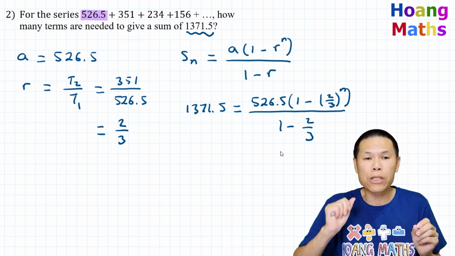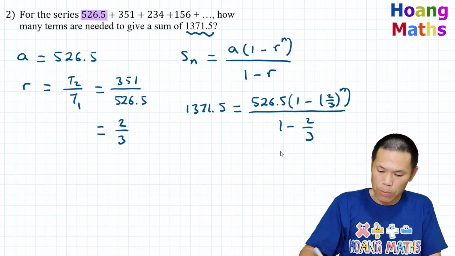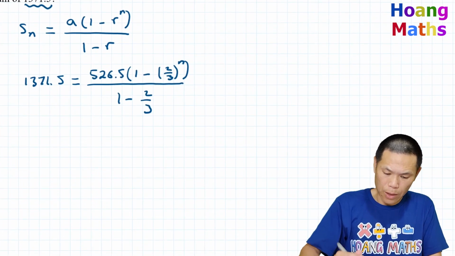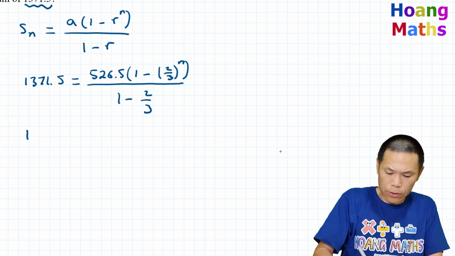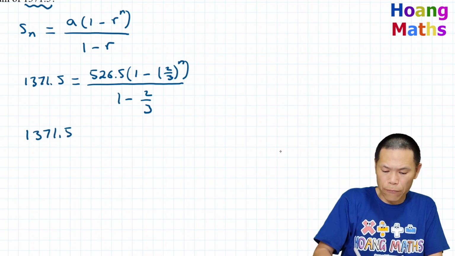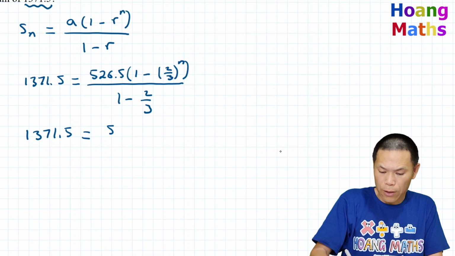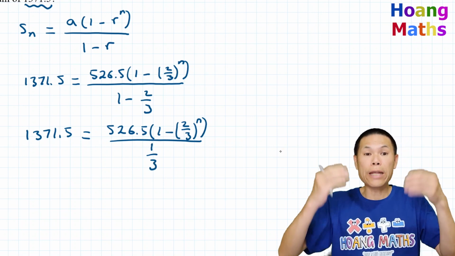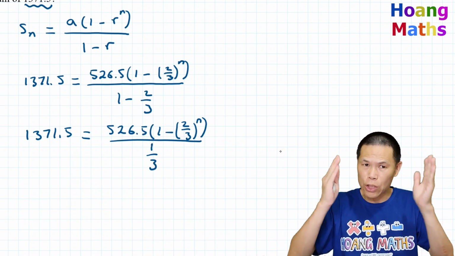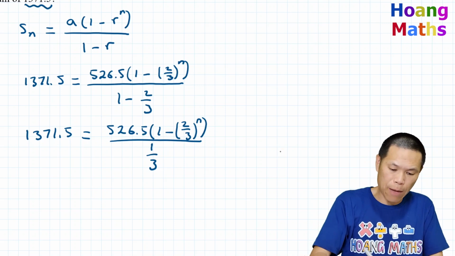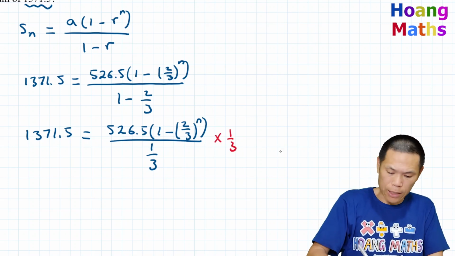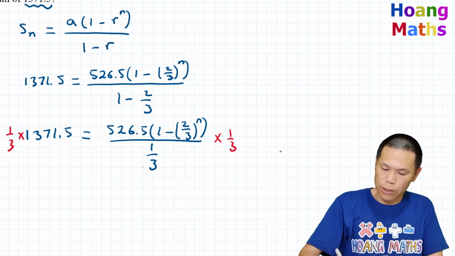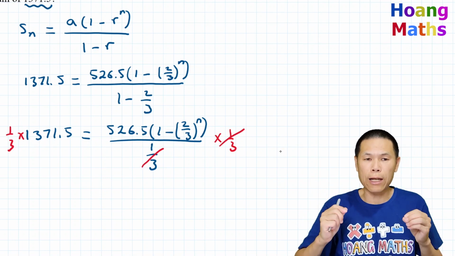So we know that 1 minus 2/3 will give me 1/3. So let me just write this down. 1371.5 is equal to 526.5 times 1 minus 2/3 power of n, over 1 minus 2/3, which is a third. So now let me just get rid of the third first. By doing that, I times both sides by 1/3, so this 1/3 cancels out. Now let me just use the calculator to sort this out.